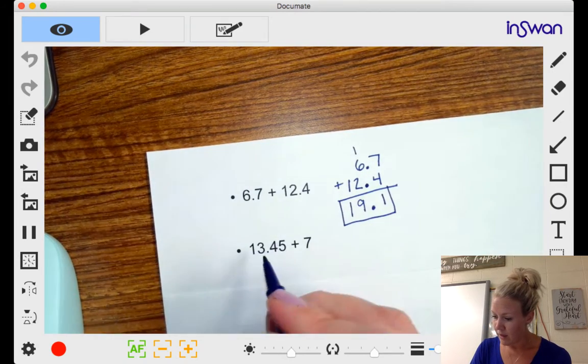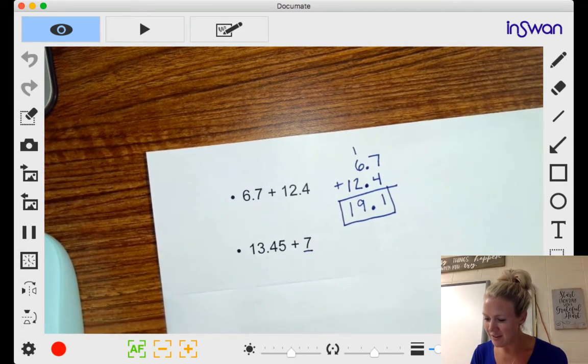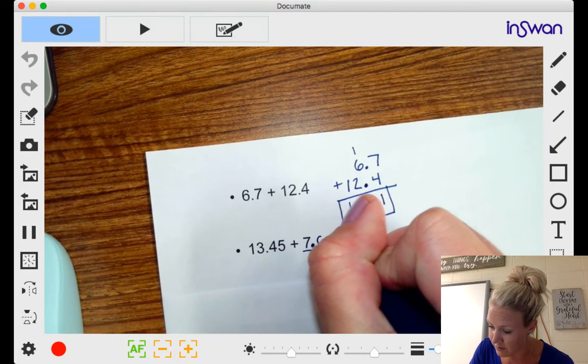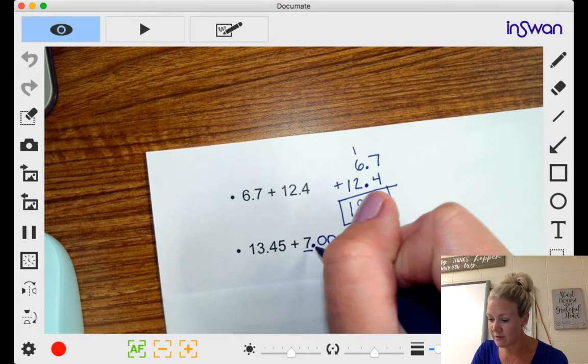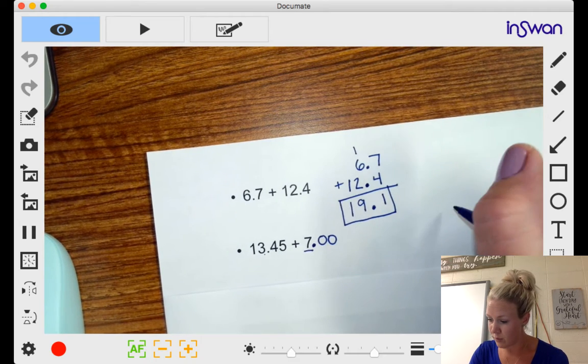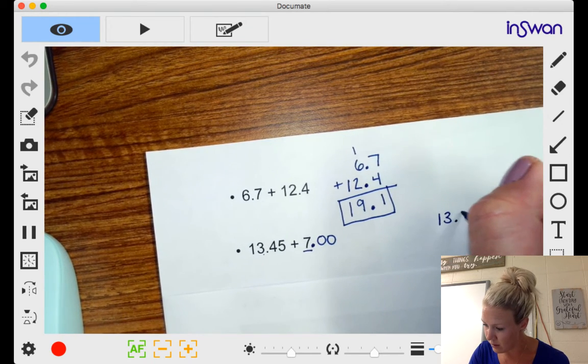19.1. For the next one, I have the number 7. This is where I have to be careful. 7 doesn't have any decimal behind it, so I'm going to make it 7.00. It's still a value of 7. I have not changed its value. I've just allowed myself to line up the decimal with the 13.45. So I'm going to do that one over here.